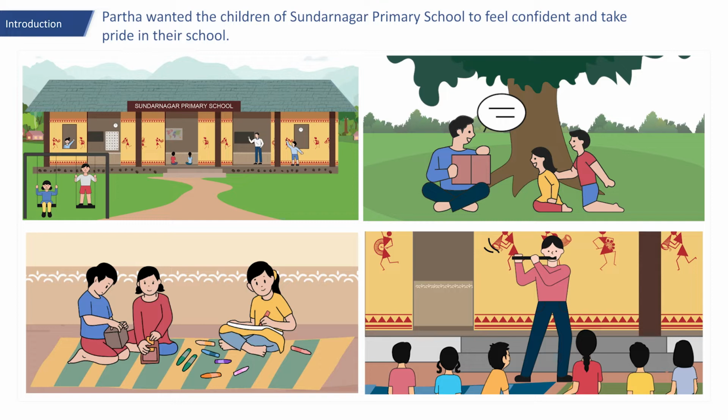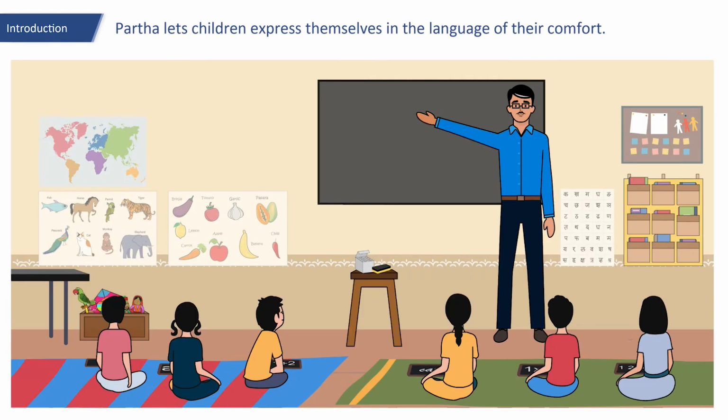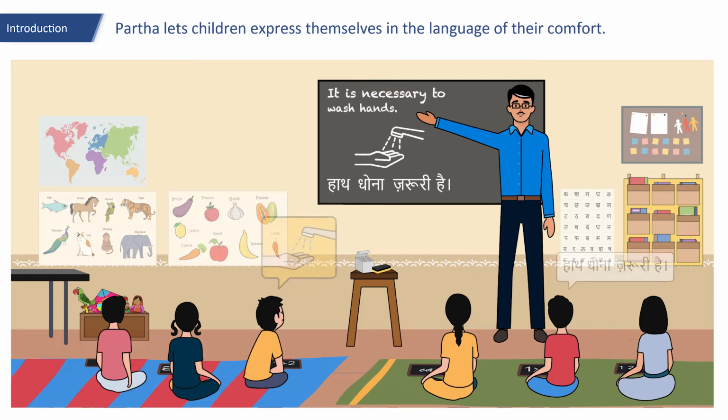He got some of the wealthier people of the town to donate furniture, mats, colorful teaching aids, and a computer to make the school a better learning space. He organized art, music, dance, storytelling, and drama competitions, where he allowed the children to express themselves in their language of comfort. Partha believed that a child's comprehension of an abstract concept or idea, irrespective of the language he or she expresses this idea in, was the first step in his or her learning process.